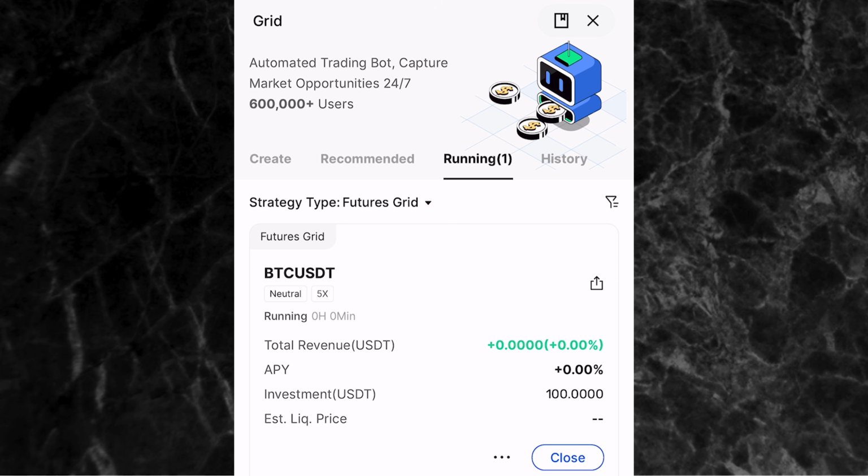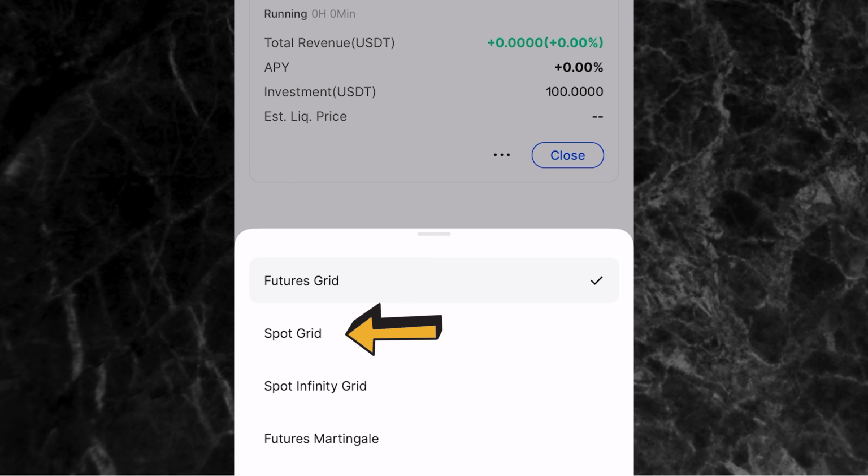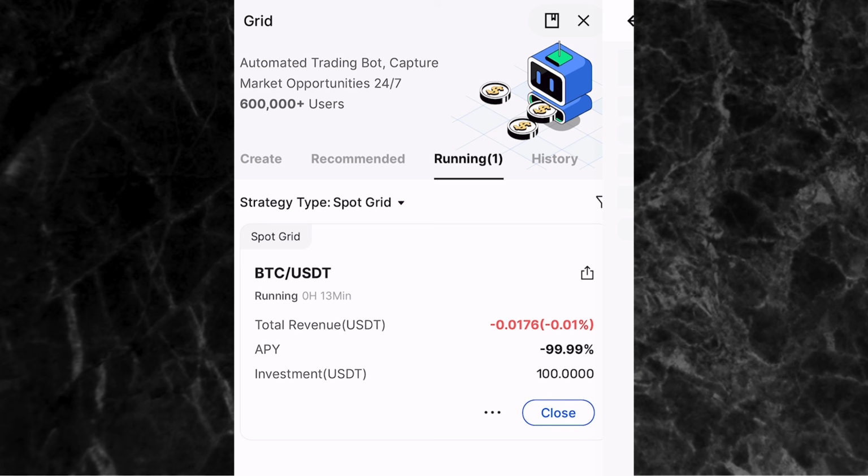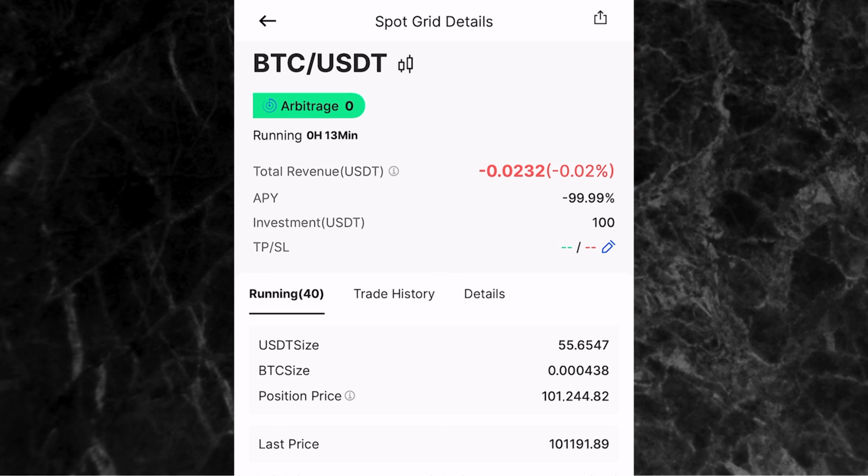But if it's the spot grid you are doing, just click on this small arrow, click on it, and select spot grid at the bottom side of the screen. So once you select spot grid right there, it will show you your spot trading bot right here. So you click on it and you can see all of the details of that trading bot.